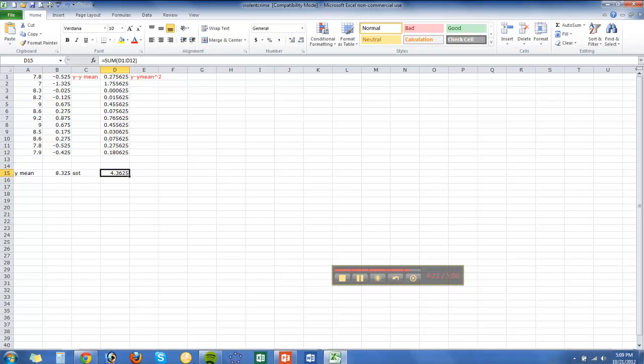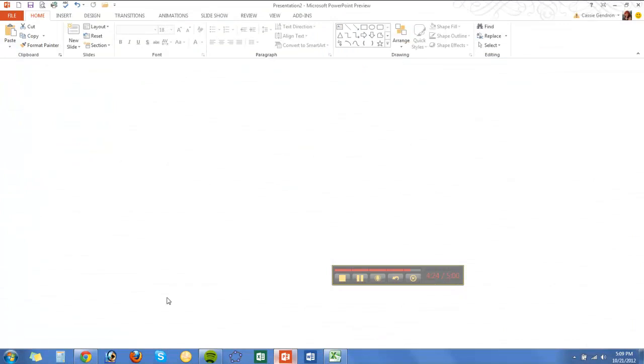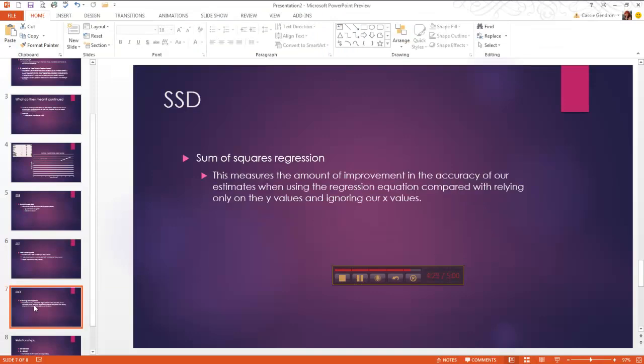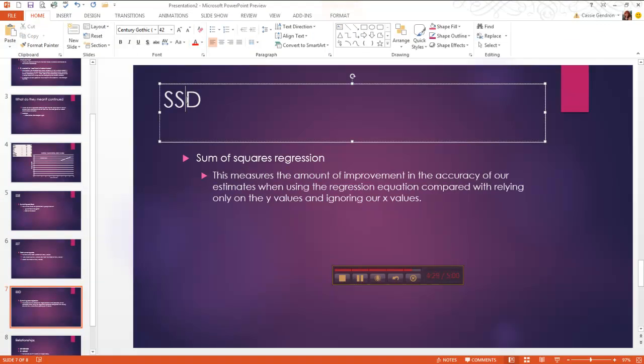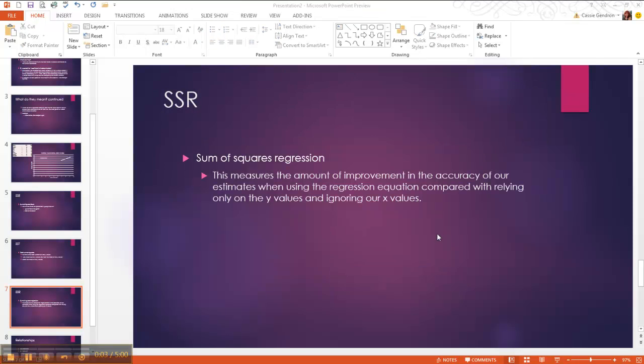And your SSR, sum of squares regression. This measures the amount of improvement in the accuracy of our estimates when using the regression equation compared with relying only on the y values and ignoring our x values. That's a whole mouthful. But anyway, these numbers are going to give us our r squared, but Excel does it for us.